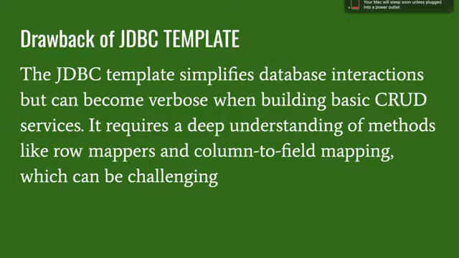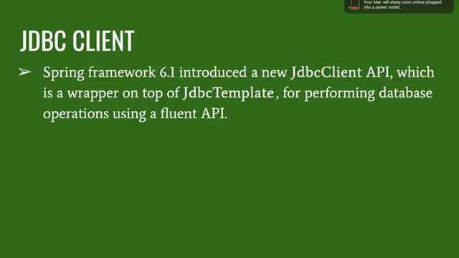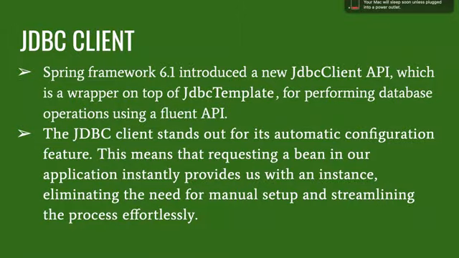To overcome this, Spring 6.1 and Spring Boot 3.2 introduce a new JDBC client API, which is a wrapper on top of the JDBC template, for performing database operations using a fluent API, right? The JDBC client stands out for its automatic configuration feature. What does it mean? It means that requesting a bean in our application instantly provides us with an instance, eliminating the need for manual setup and streamlining the process effortlessly.